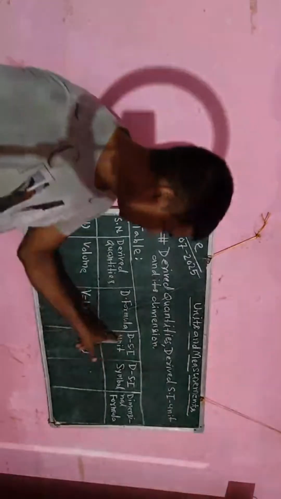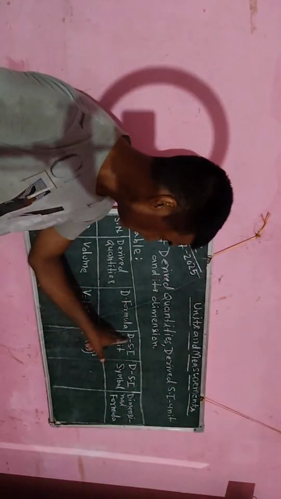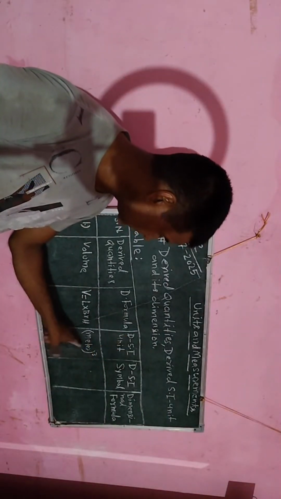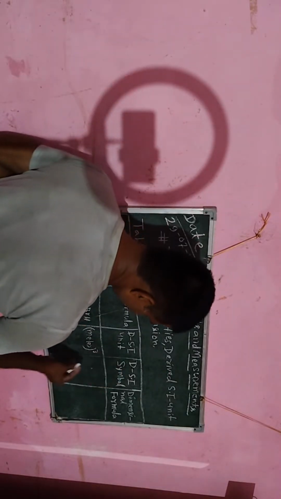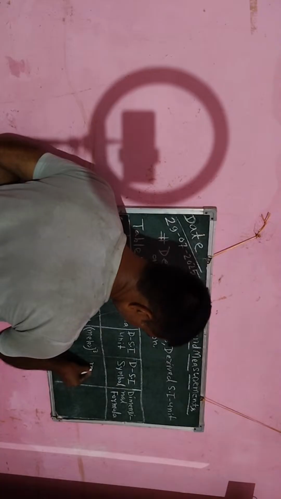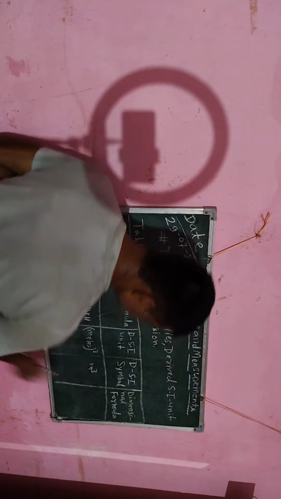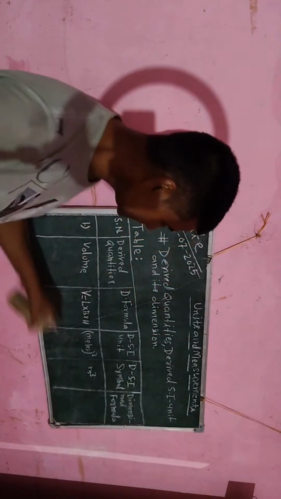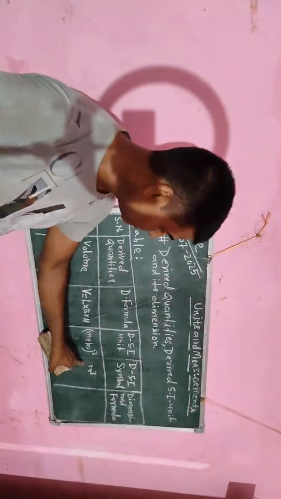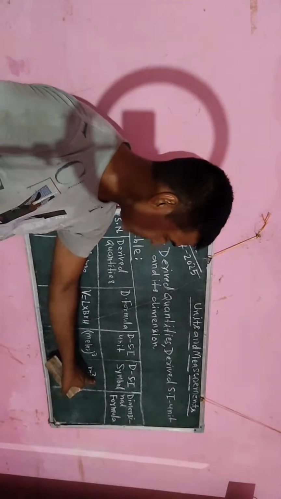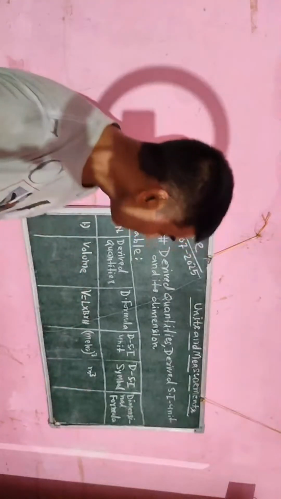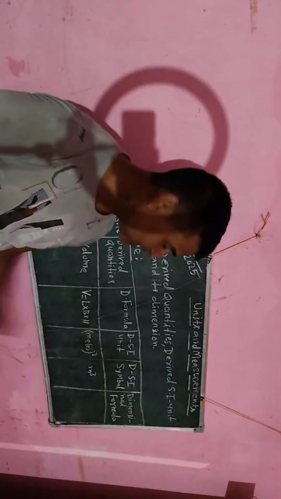Therefore, the derived SI unit is meter cube. Now the derived SI unit in symbol I will write m cube. Meter has symbol m, and it has power 3, so I have kept power 3 here. Okay, now here I will write the dimensional formula.